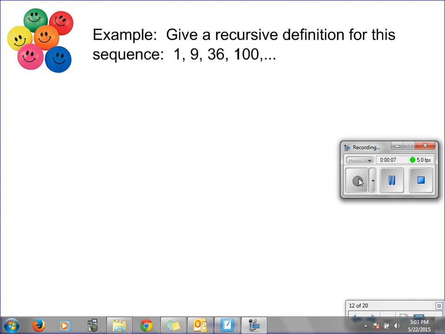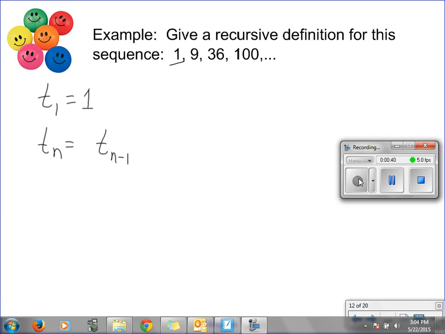We're looking at trying to give a recursive definition for the given sequence. So we're given 1, 9, 36, 100. A recursive routine has kind of two parts to it. We have t sub 1, our first term, which in this case is just going to be the 1. And then we have t sub n, which typically has some relationship to the previous term, so typically we represent that as t sub n minus 1. But the question is, are we multiplying, are we adding, what's happening? That's what we need to figure out.